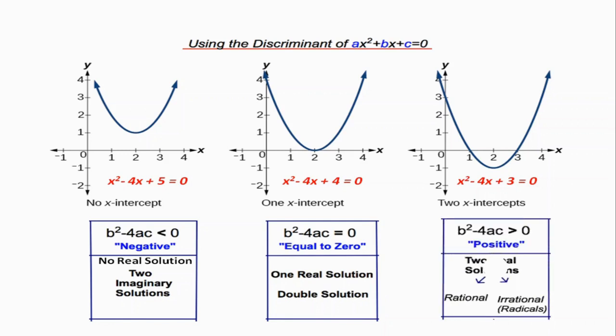The third one, b square minus 4ac. If we substitute the values a, b, c, a is 1, b is minus 4 and c is 3, we get b square minus 4ac having a positive value. Means it has two real solutions, they may be rational. In particular here it is rational, and sometimes it is irrational also in other examples.